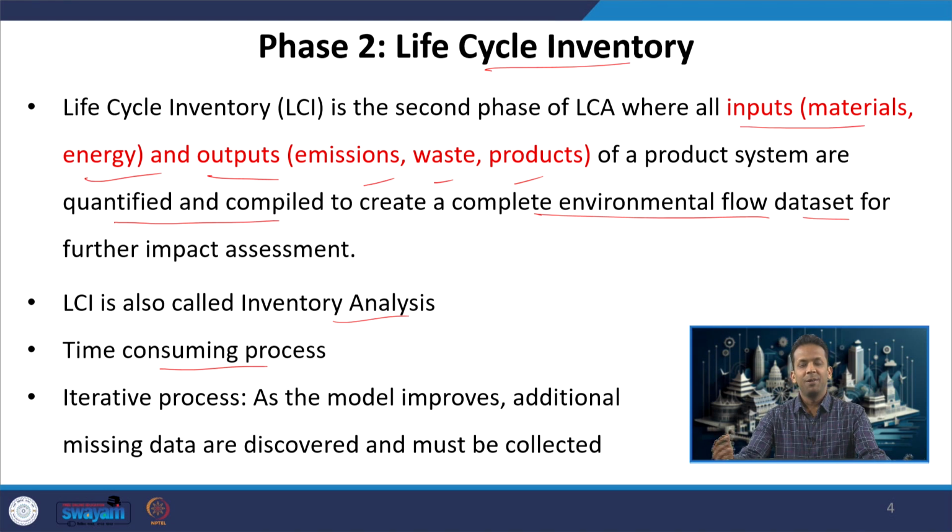And even after doing all these activities, if the data is gathered, it can be modified or changed, because this life cycle inventory is an iterative process. As the model goes on improving, we may realize that some additional data is required which is missing. So, those additional data will need to be discovered, collected again and added to the inventory table.